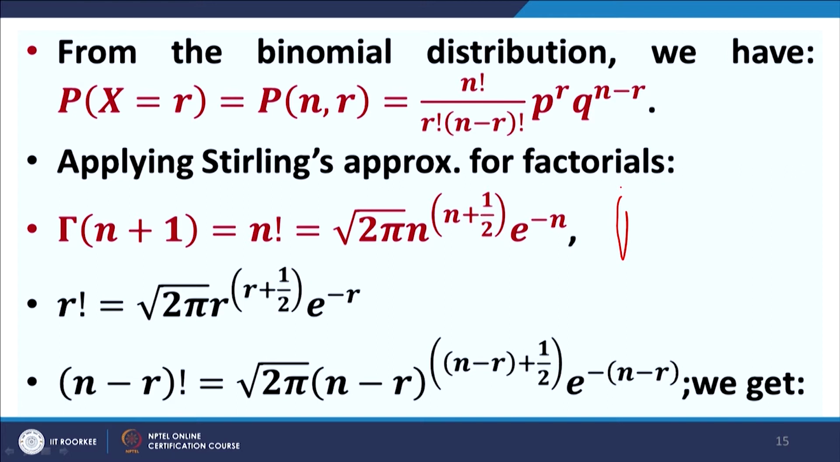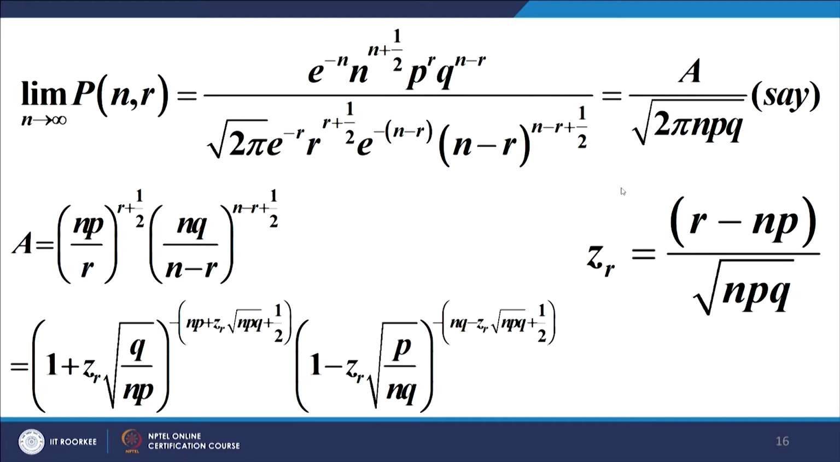We substitute these values here. For n factorial, we use this expression. For r factorial, we use the equivalent Stirling expression, and for n minus r factorial, we use the expression with, instead of n, r here, and instead of r, n minus r here, nothing else. It is simply implementing the Stirling approximation. We substitute all the respective values and write it in the form A upon under root 2 pi npq, where A is some expression. And what is A? A is this expression.